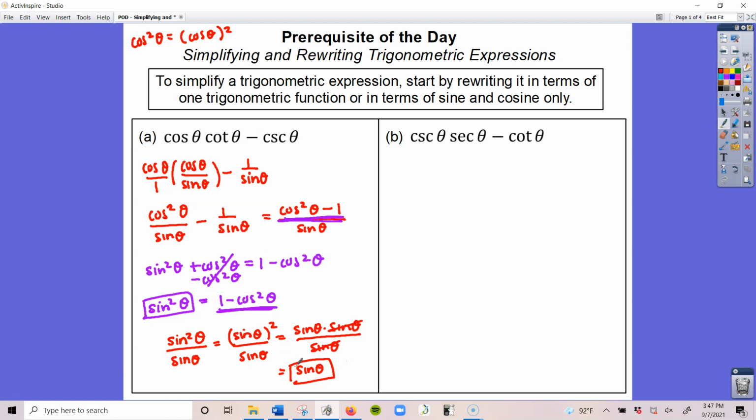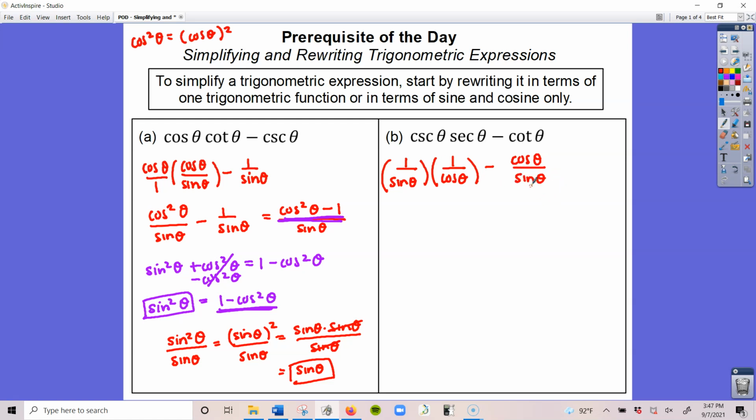So that's what I mean by simplifying. We're making it smaller in some way. Let's try this other one here: cosecant theta secant theta minus cotangent theta. Cosecant is 1 over sine theta, times secant, which is 1 over cosine theta, minus cotangent, which is cosine theta over sine theta.